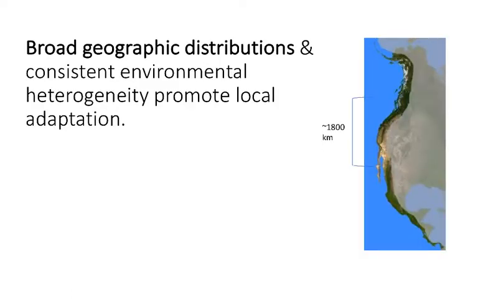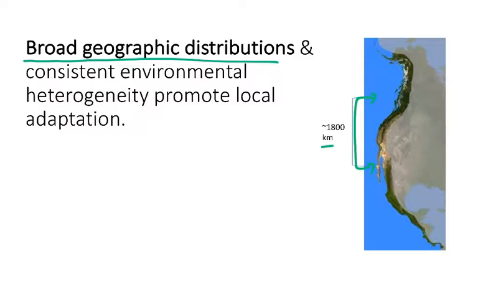So in terms of thinking about what types of factors make local adaptation more likely to occur, we'll talk about 2 things here on this slide. The first thing that makes local adaptation more likely to occur is a really broad geographic distribution. So on the right here, I'm showing on this map the geographic range for C. funebralis, the intertidal snail that I study. And this particular snail is found from Vancouver in the north all the way down to Baja California in the south. So this species covers a range of about 1,800 kilometers.